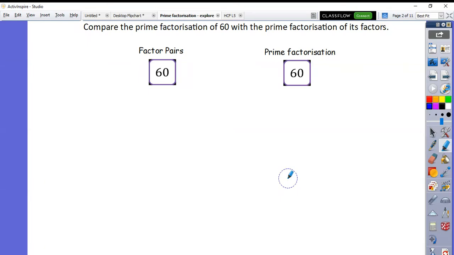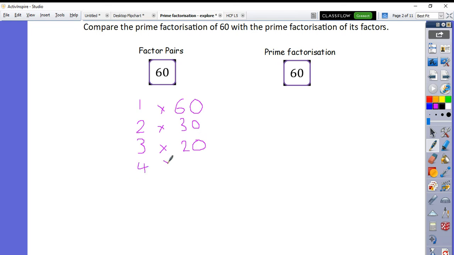We're going to compare prime factorisation of 60 with its factors. So first of all, we need to find all the factor pairs for 60. So we know that we have got 1 times 60 would make 60. 2 times 30. 3 times 20. Remember, I'm doing this systematically.